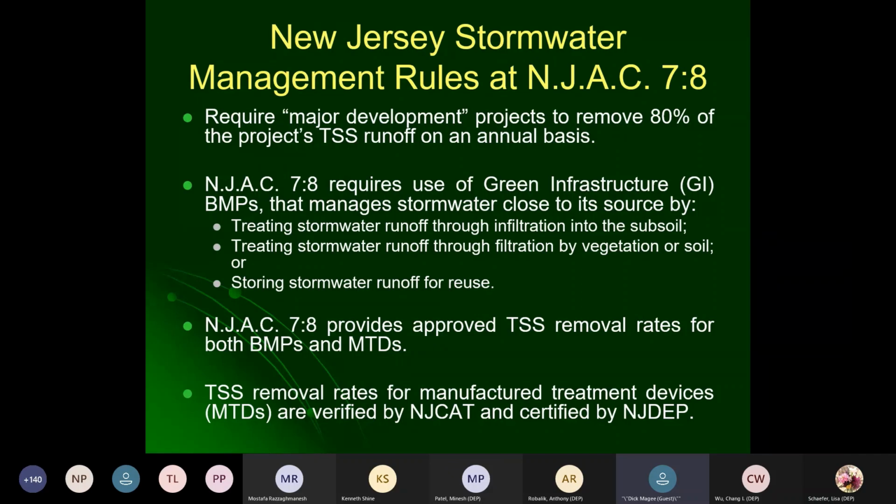And you know there are 3 of those. You either treat stormwater through infiltration into the subsoil, which is very difficult to do practically with a manufactured treatment device. You treat stormwater through filtration by either vegetation or soil, or vegetation and/or soil. And in some limited cases, people treat stormwater runoff for reuse, for gardening and other things as well. But when someone comes in with a GI technology, one of the things we check is to make sure it's going to meet that criteria.